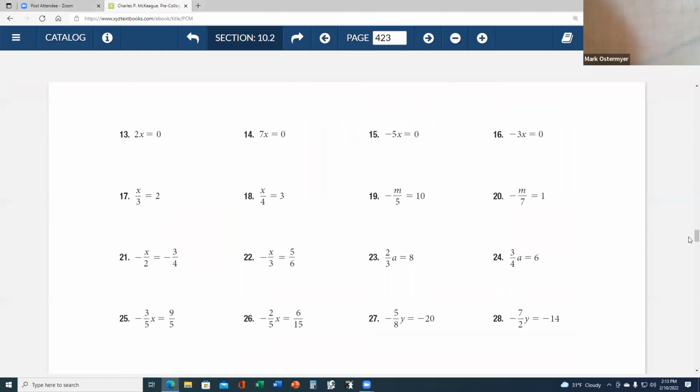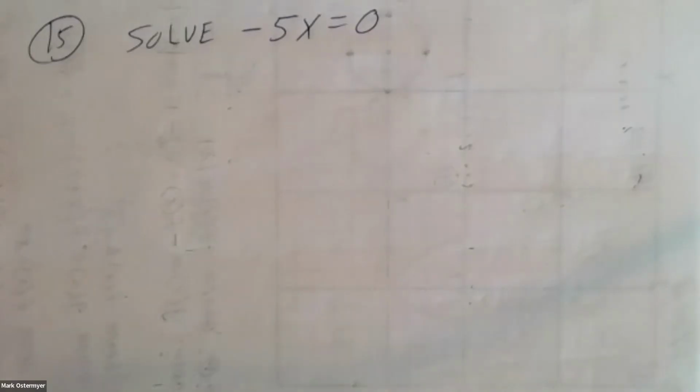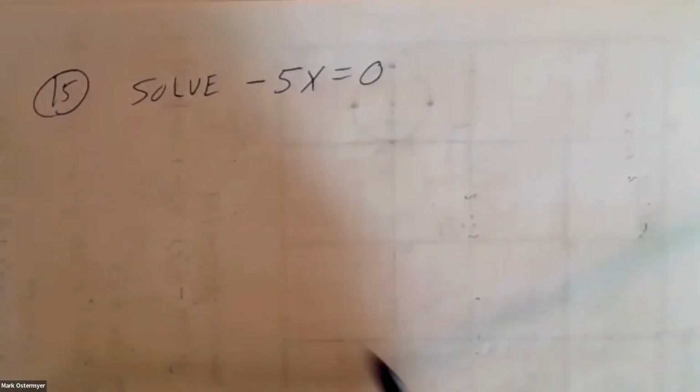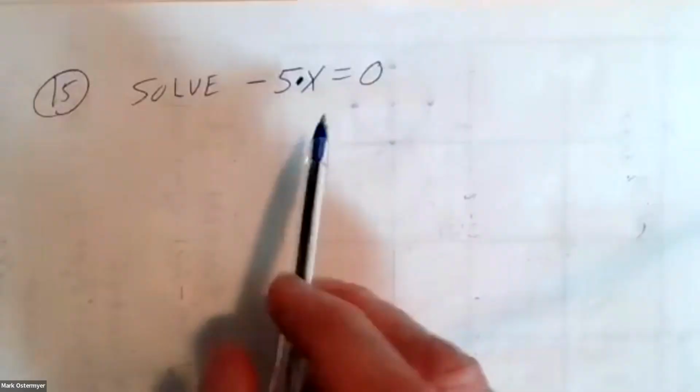better understanding the material. All right, now here's a tricky question. Look at number 15 there. They want us to solve this equation, negative 5x equals 0. As simple as it looks, you wouldn't believe all the mistakes that are made with this equation. How would I solve for x here? How do I get x all by itself?